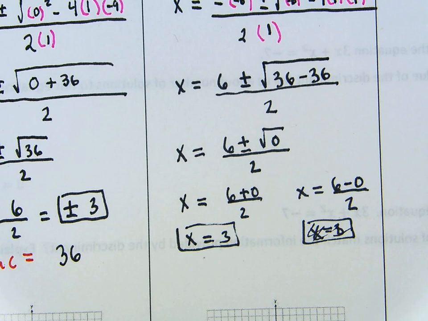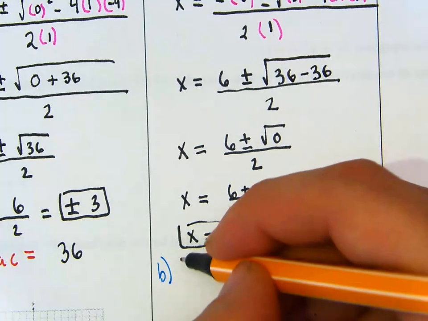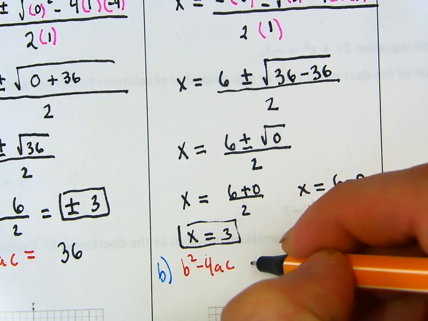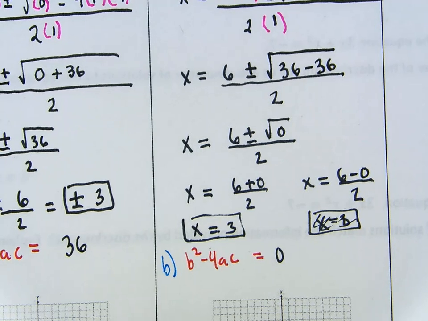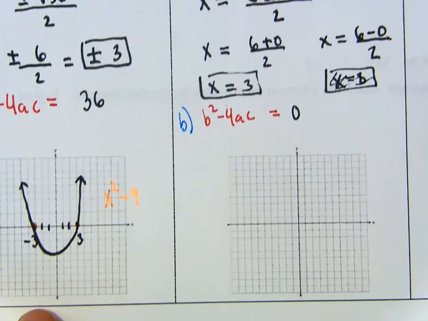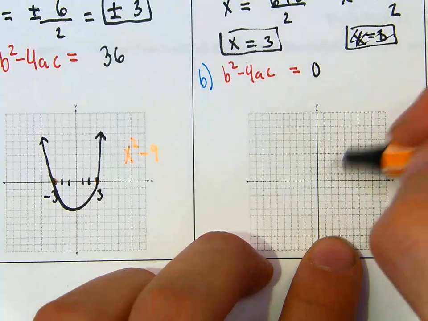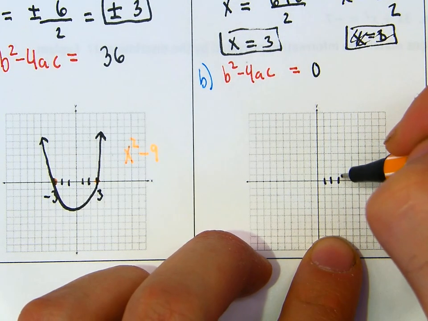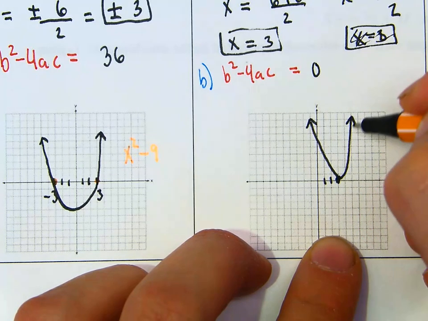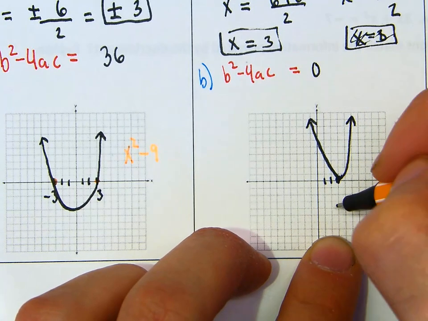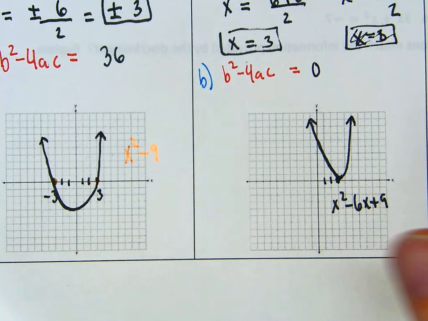Then for part B, what is part B asking us? Part B is saying, what is the discriminant? It's b squared minus 4ac. And what did we get over here? We got that the discriminant is 0. And let's see, how do we draw this graph? If we know only one solution is 3, then we just go 1, 2, 3. This is our point here, and then bam. This is our graph of x squared minus 6x plus 9. Okay? Let's try the next one.